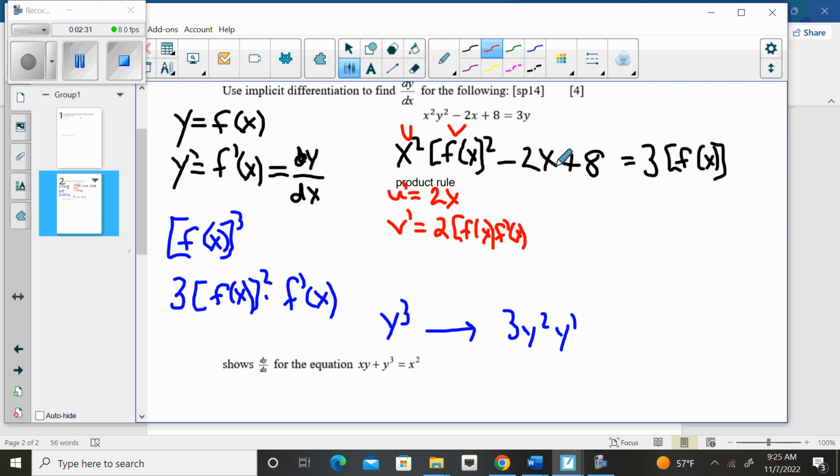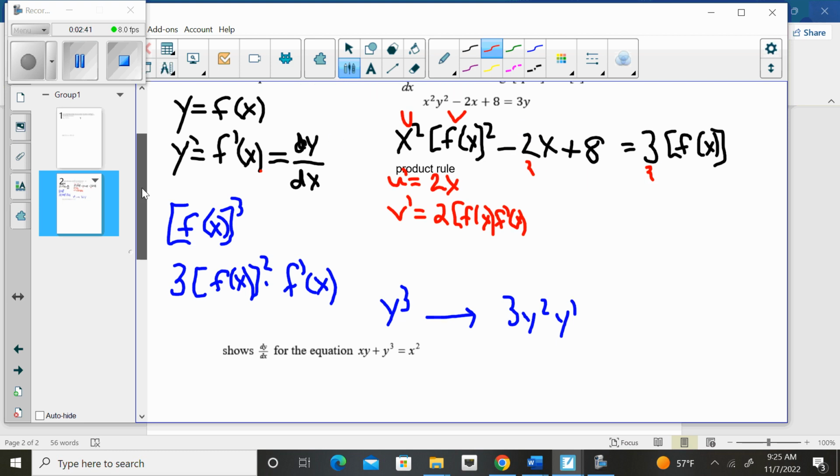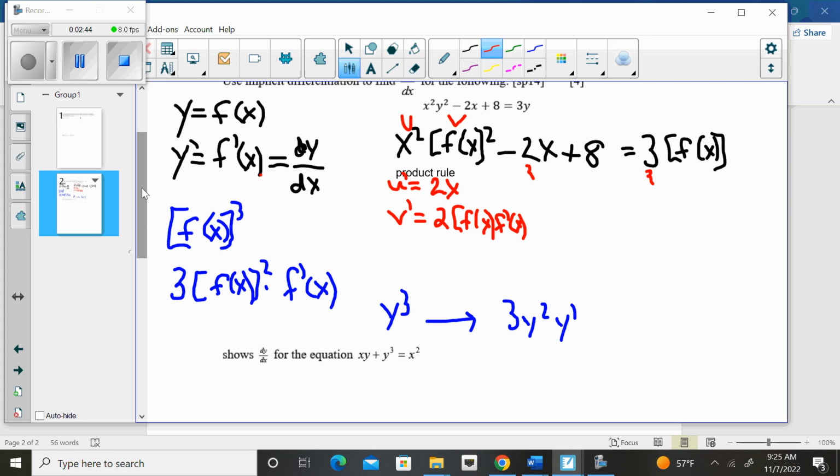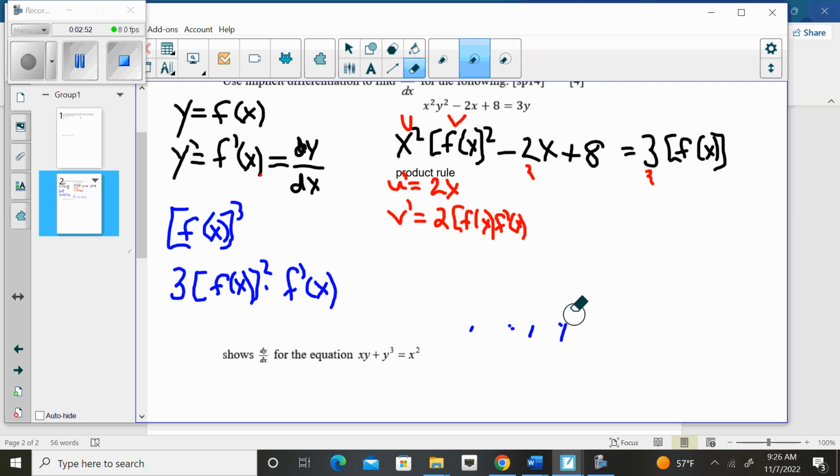No more product rule, everything else, because these are constants. Product rule needs to get used when it's the product of two functions, not when we have constants. Okay, the constant multiple rule says just ignore the constant for a minute, take the derivative of the variable, multiply the constant back in. So we don't have to worry about any more product rule.